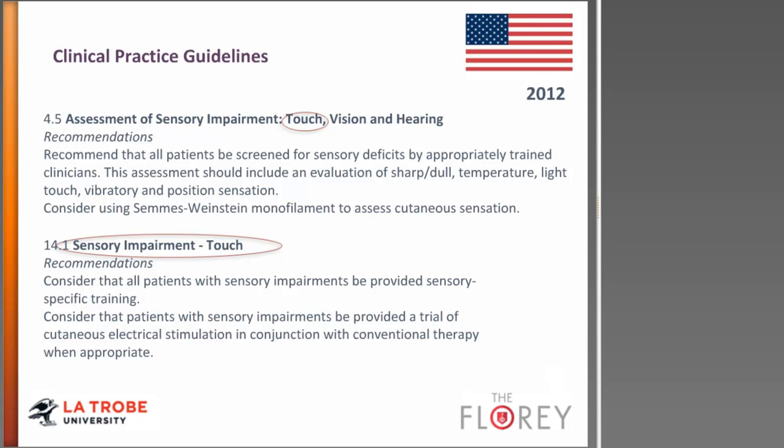In terms of treatments, they state that similarly to the National Stroke Foundation guidelines, sensory-specific training should be provided as well, and that patients with sensory impairment could be provided with a trial of electrical stimulation in conjunction with therapy where appropriate. So that came from some of the Cochrane suggestions that some electrical stimulation can assist in that area.